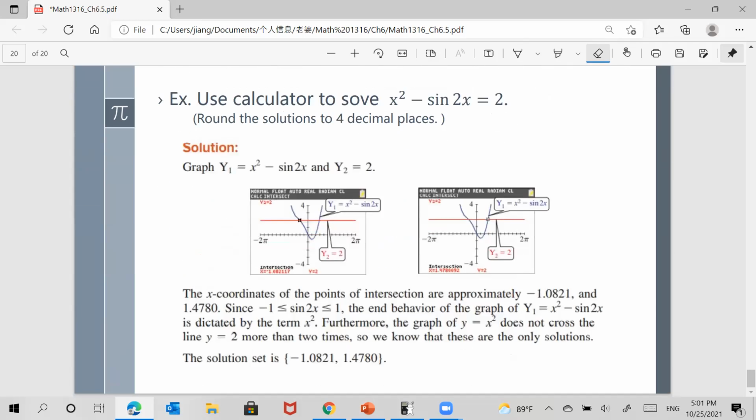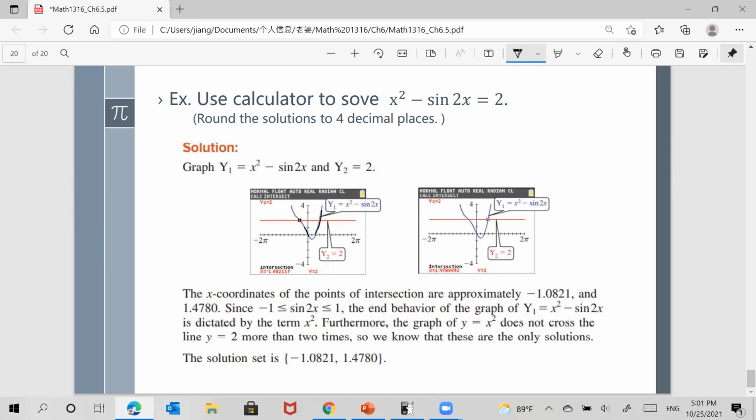Okay, the last one, we're gonna win. Use a calculator to solve x squared minus sine 2x equals 2. You can pause the video and read the description here. So first, I will use the calculator to find the graph for f of x equals x squared minus sine 2x, and another function is y equals 2. Because look at the image, the graph here.